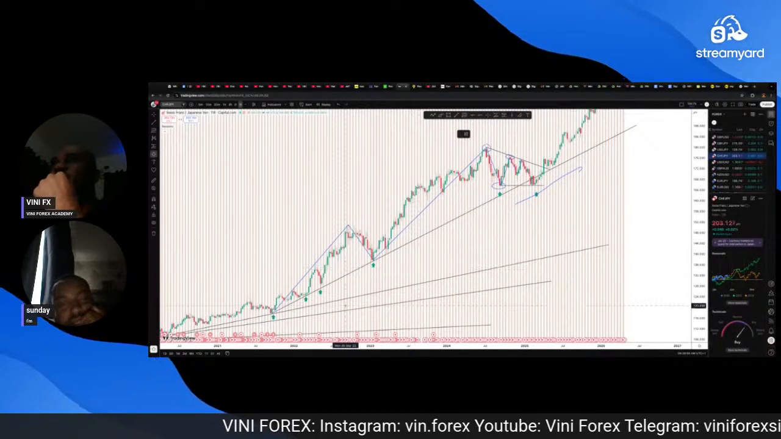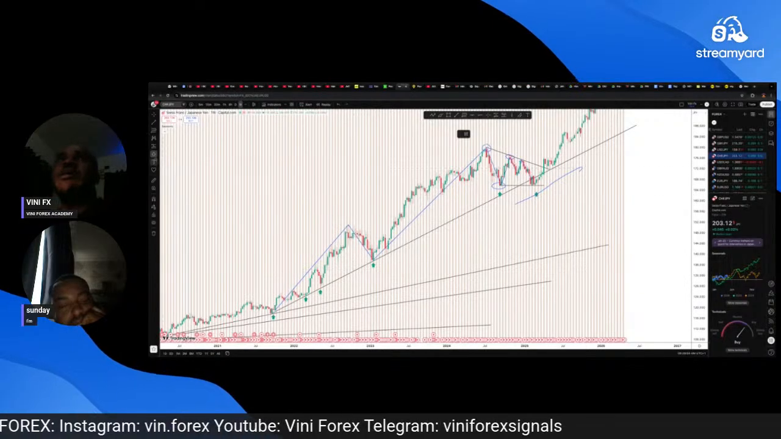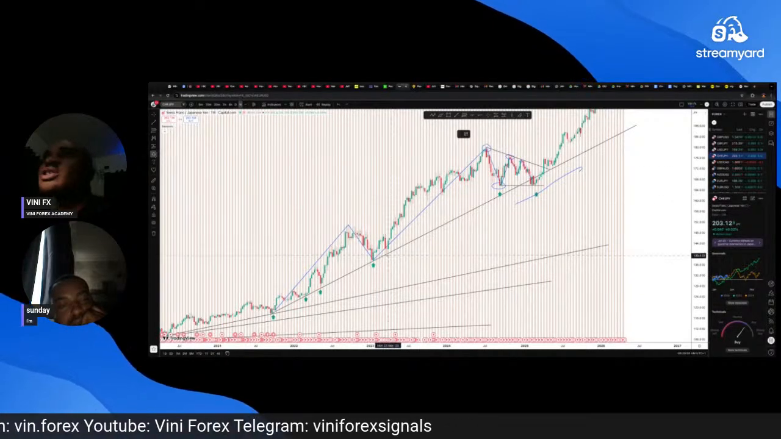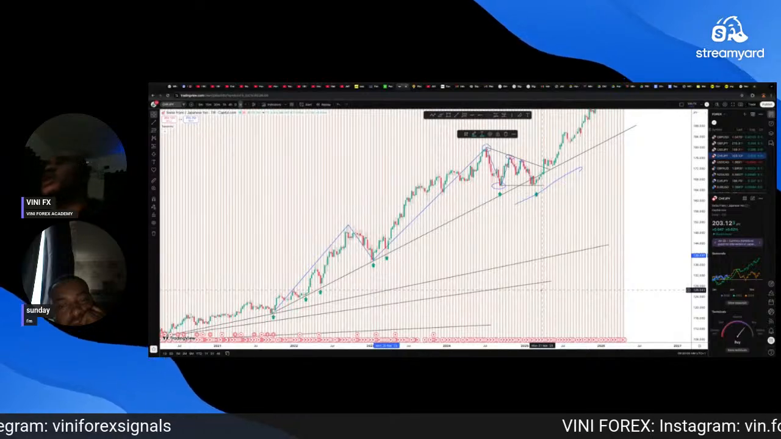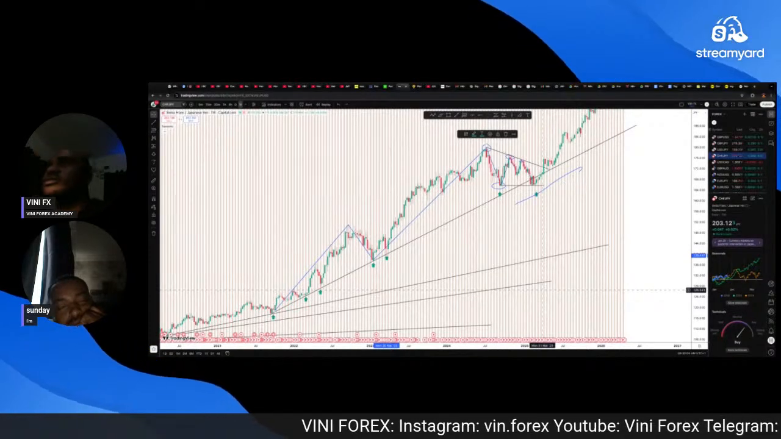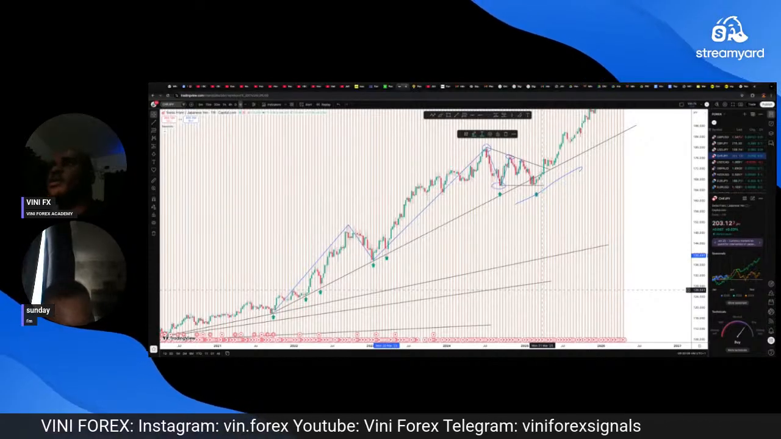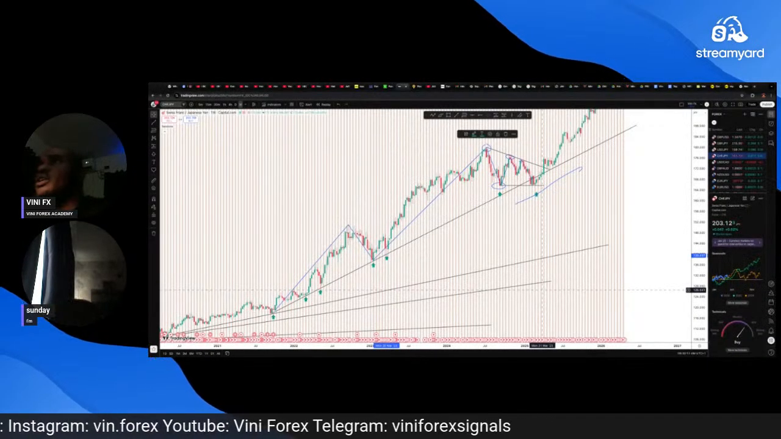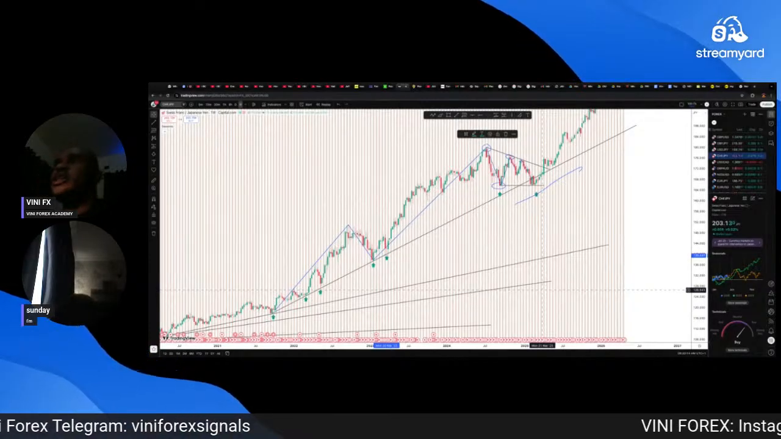Yes, sir. So now we have first touch, second touch, third touch, fourth touch. The market even went further to touch here faintly, a fifth touch. The more touches you have on a trend line, the stronger, the more firm, the more solid the trend line.